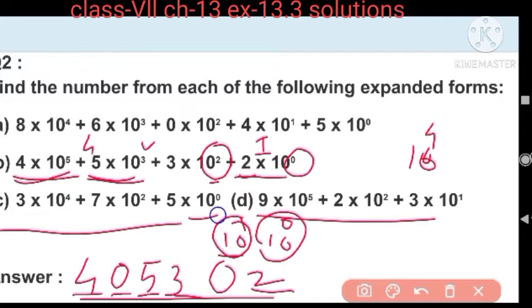Now here you can see 0 is there, after that 1 is missing, so for 1 you will put 0, then 2 is there, then 3 is missing, then for 3 also you will put 0. Okay, after that you will add them. Okay, so thank you all of you. Now come to next question, question number 3. I think you have understood.